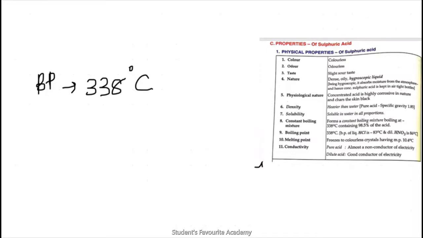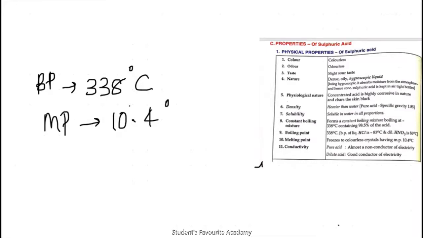Now what is the melting point? The melting point is 10.4 degrees Celsius. So at 10.4 degrees, what will happen, children? It will crystallize to a colorless compound. As the melting point suggests, it is the particular temperature below which the liquid will tend to crystallize, or freeze.